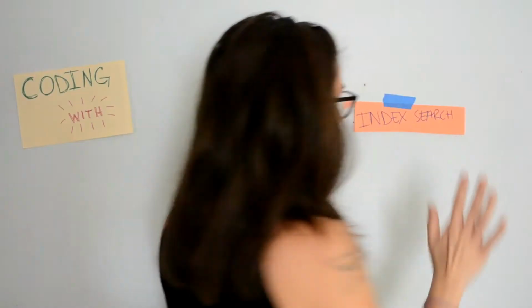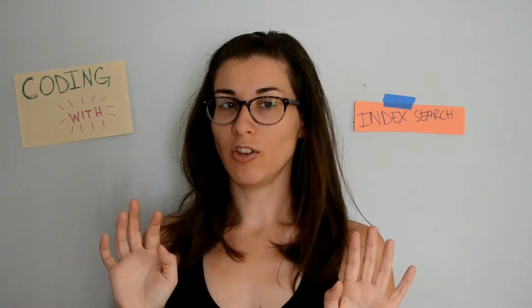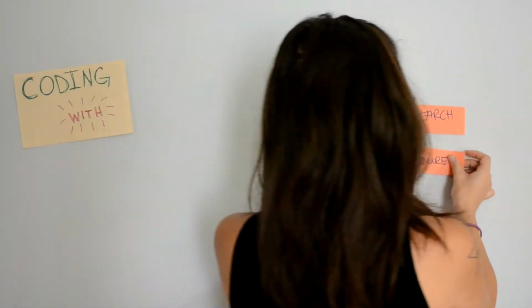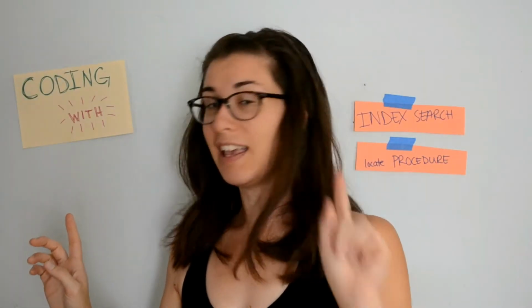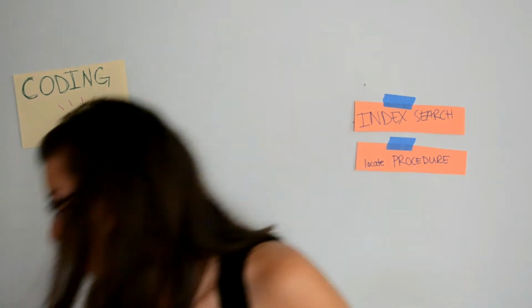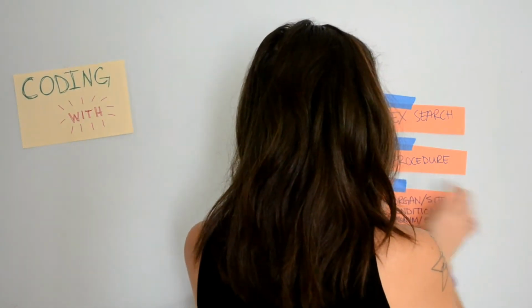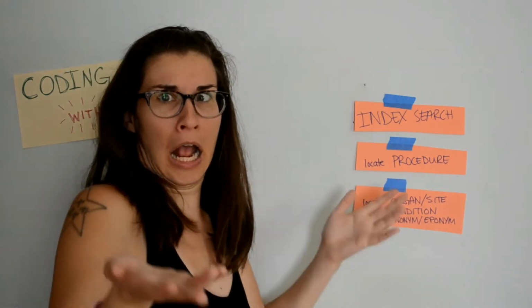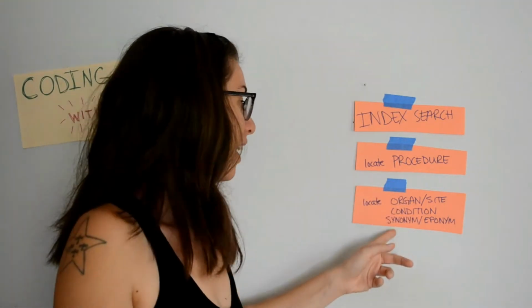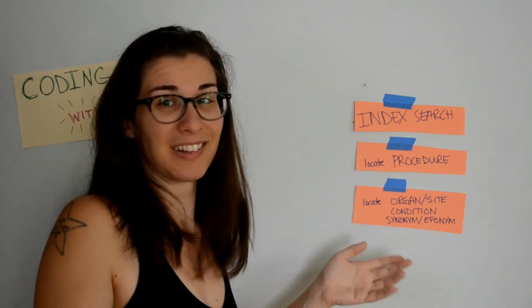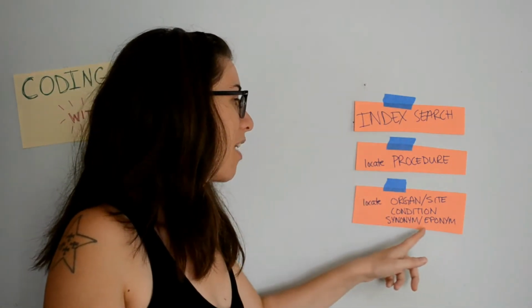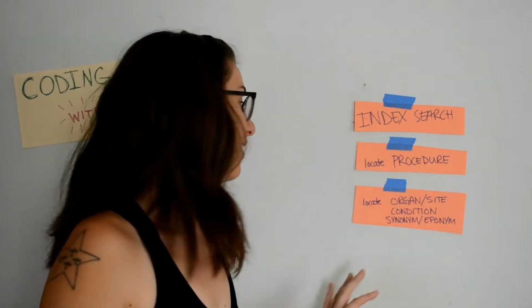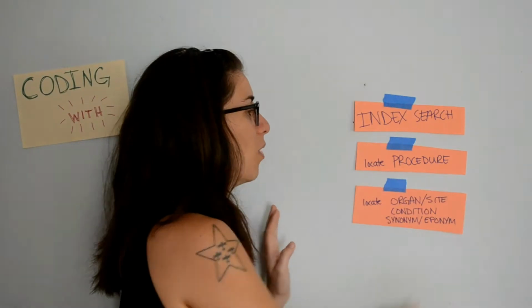Let's start with an index search. Step 1: you want to look for the procedure name. Locate the procedure. If you can't find the procedure, locate the organ site or the body system, anatomical site, that sort of thing, or the condition. So essentially like the diagnosis, I guess, or a synonym or eponym of that procedure, or a synonym or eponym of the organ site or something. I don't know. So you're going to look for a synonym or an eponym of one of those.